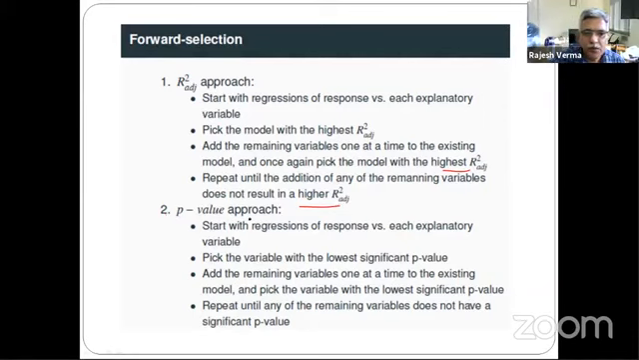Similarly, for the p-value approach, we pick the variable with the lowest significant p-value, add the remaining variables one at a time to the existing model, and pick the variable with the lowest significant p-value. Repeat until any of the remaining variables does not have a significant p-value. This is the way we do the forward selection. We follow two approaches: the adjusted R-square approach and the p-value approach.